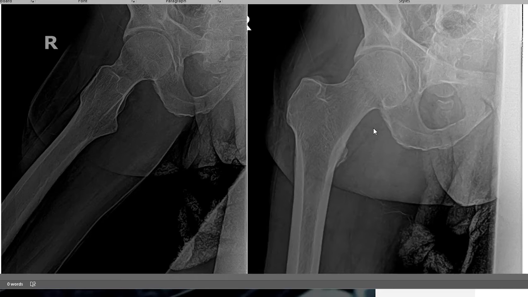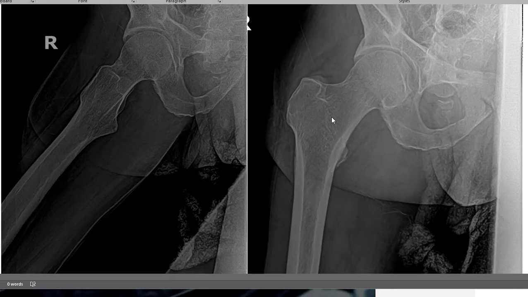In terms of hip fractures, however, this is where the money's really at for our elderly patients when we're talking about hip fractures. So we see the femoral head is here. This is the acetabulum. This is the greater trochanter, this is the lesser trochanter, this is the femoral neck.